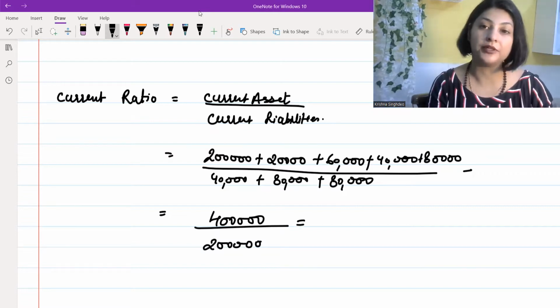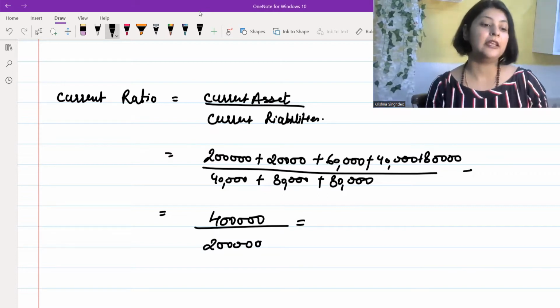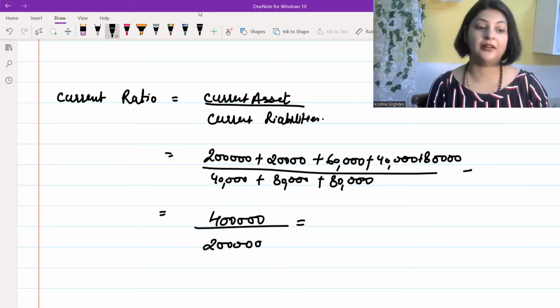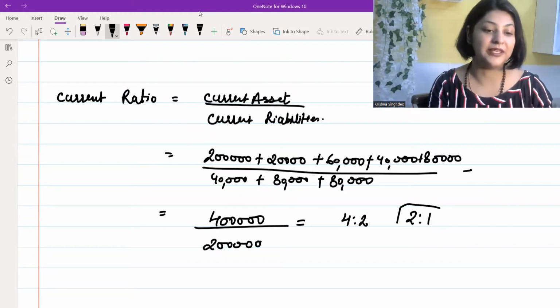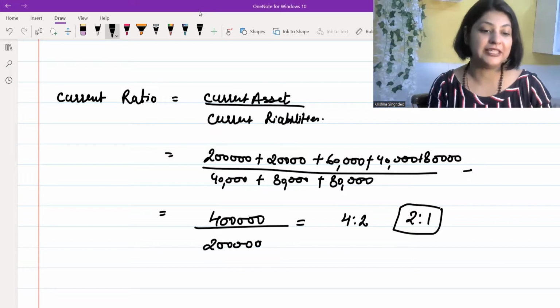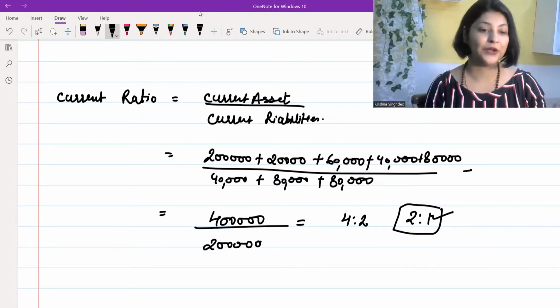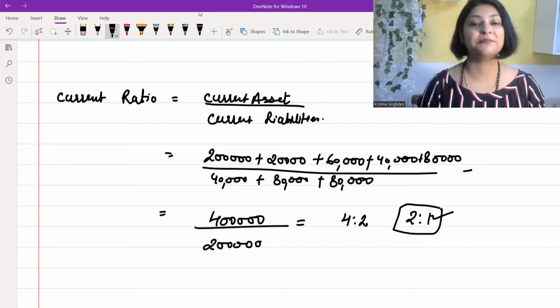But how are you going to write the current ratio? Never ever write it like 4:2. Okay, sorry, I mean, this is not the complete solution. What do you have to write? You have to write 2:1. Means always this side should be 1. Fine. So this was one of the very simple questions here.